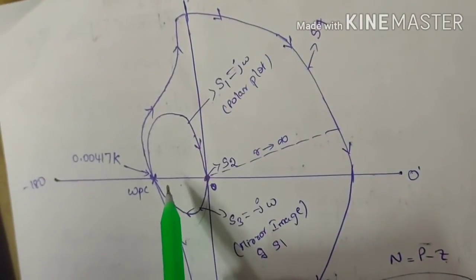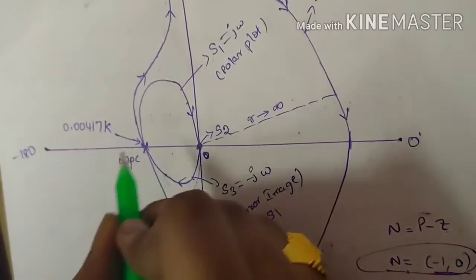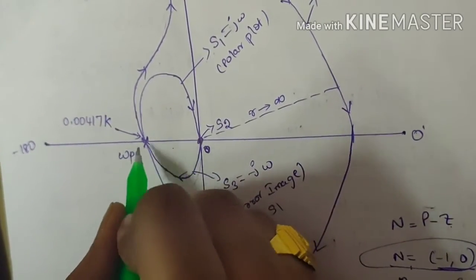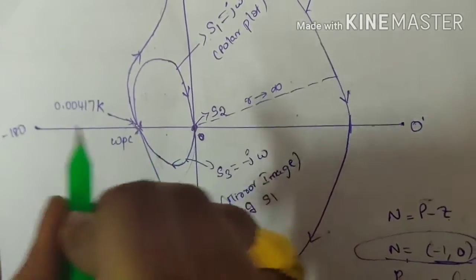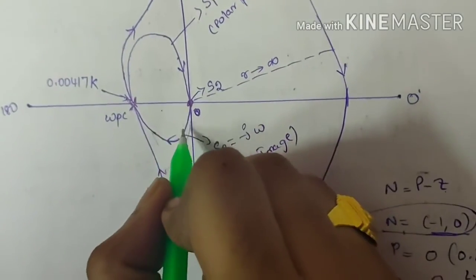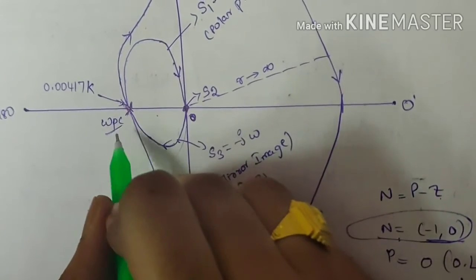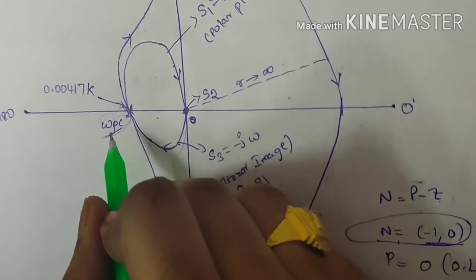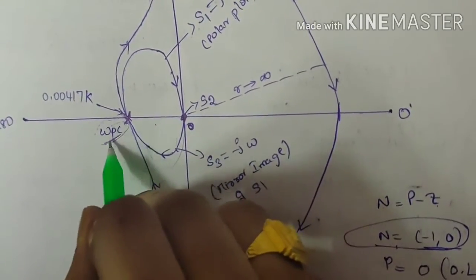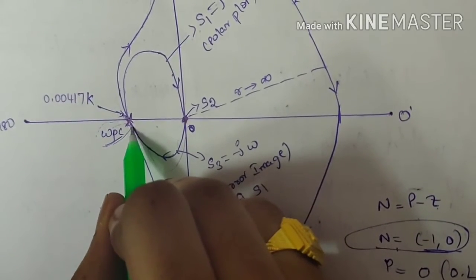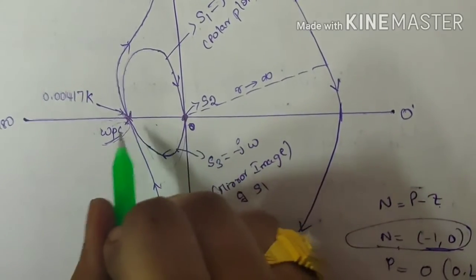But we don't know whether minus 1, 0 is lying inside the circle or outside the circle, because the K value is not given. But we can find the value of K. How to find the value of K? Before that, we want to find the intersection point of the minus 180 degrees line. The polar plot is intersecting here. Similarly, the mirror image of the polar plot is also intersecting. This point is nothing but our omega PC. As I already told, omega PC is the frequency at which the phase angle is minus 180 degrees. If I calculate this omega PC, I can easily find this magnitude.